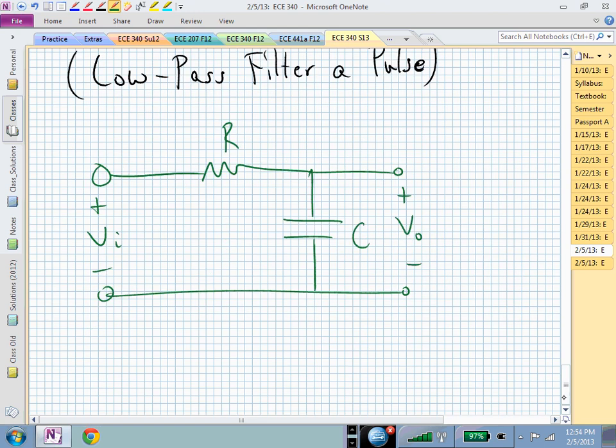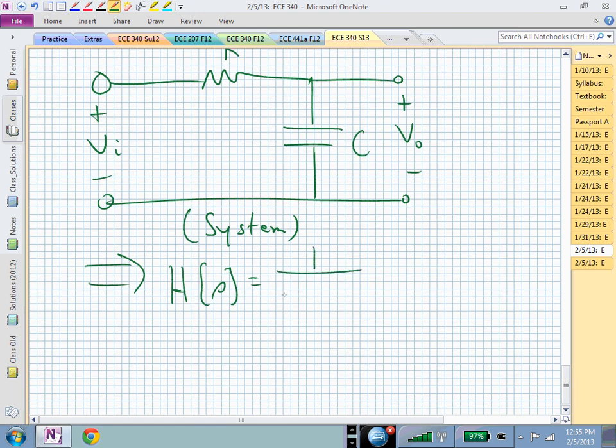What's the transfer function? You're going to need to be able to find some transfer functions of circuits. Here's our low-pass filter, which we might just say is our system. Describing that another way, we could write it as a transfer function. I know it's going to end up with this 1 over S tau plus 1, where tau is the time constant, and that's equal to RC.